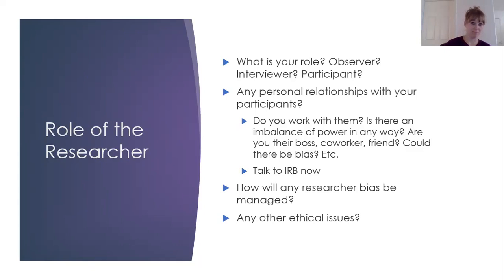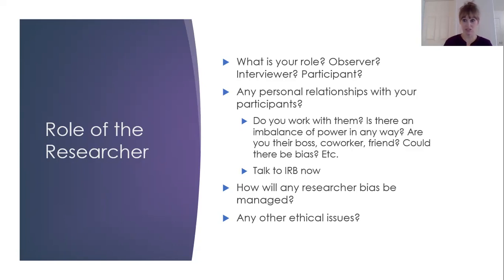If you have any personal relationships with those people, do you work with them? Do you go to church with them? Do you go to school with them? Are you related to them in any way? You need to find out if there's an imbalance of power. IRB is going to be looking at this. You can't have people accept your study because they feel pressured because of an unbalanced power. You can't have any kind of power imbalance in any way. This could represent bias on their side or on your side.